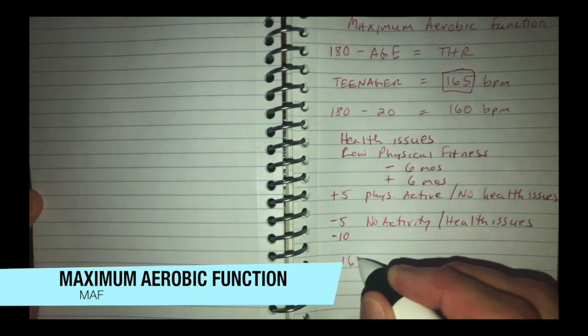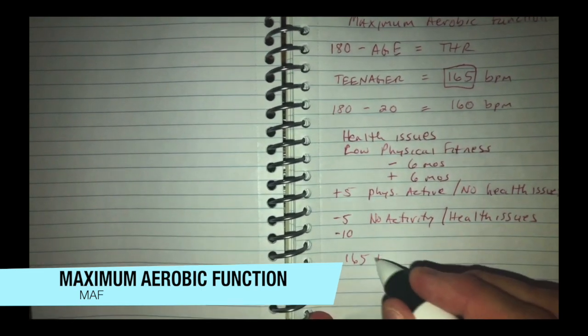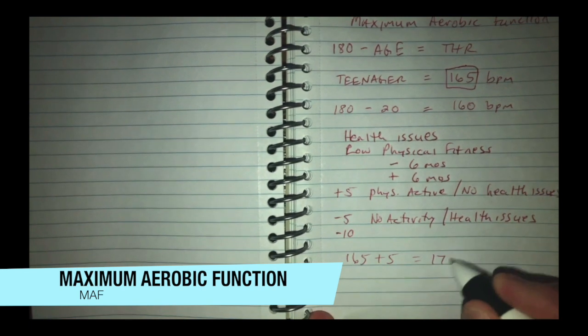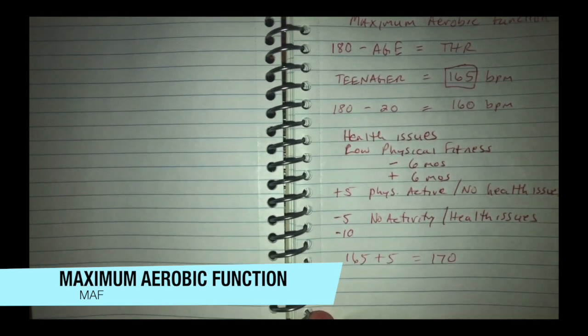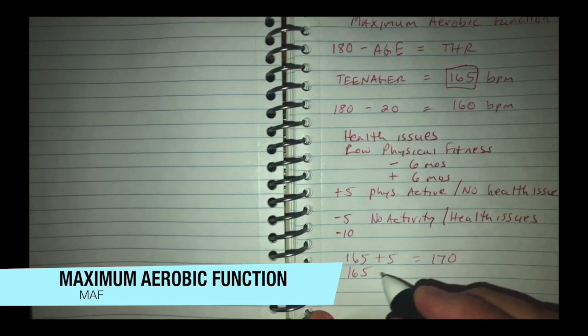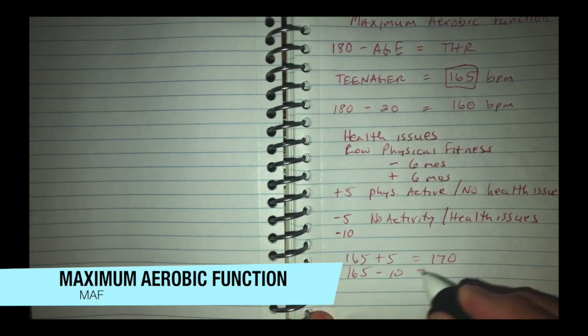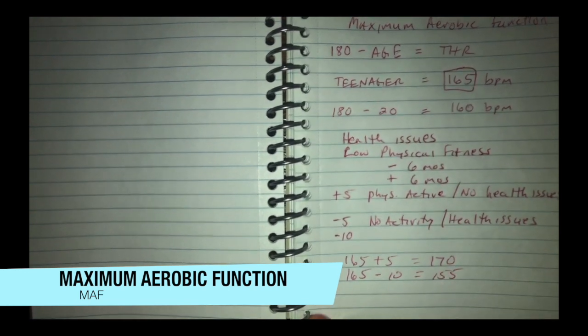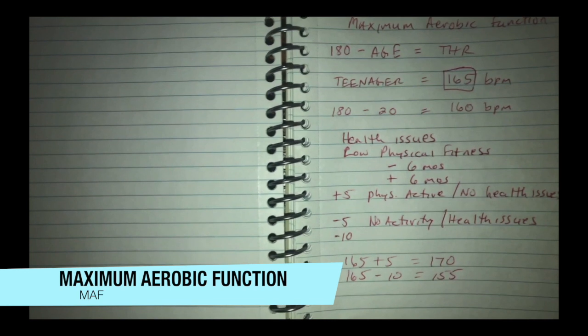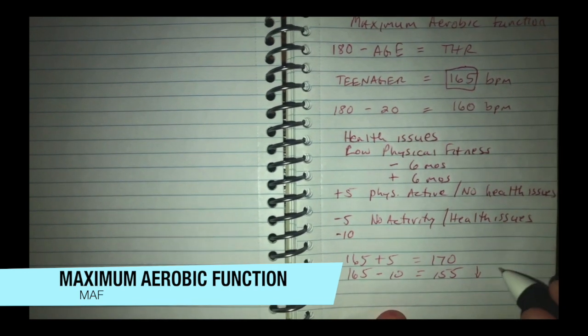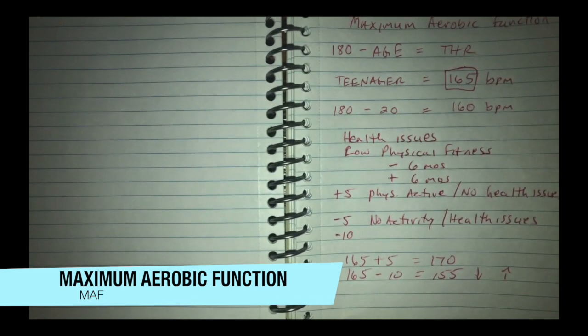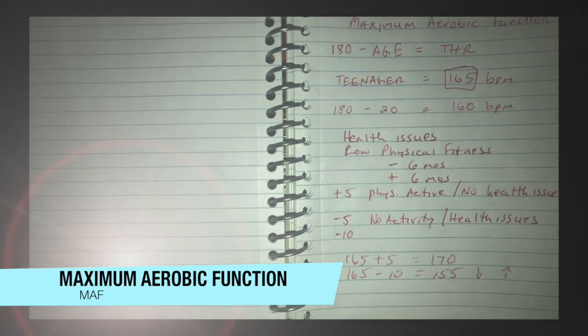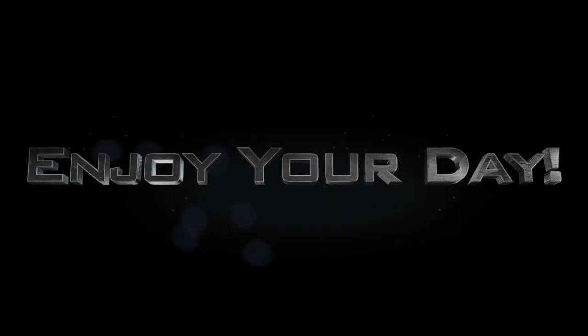So if you are active and you want to add 5, I wouldn't go above 170. And if you are not active, I would start at 155 and see how you feel. You can always go down or you can always go up. That's totally up to you. But that's how the formula works. It's very simple. If you have any questions, please reach out.